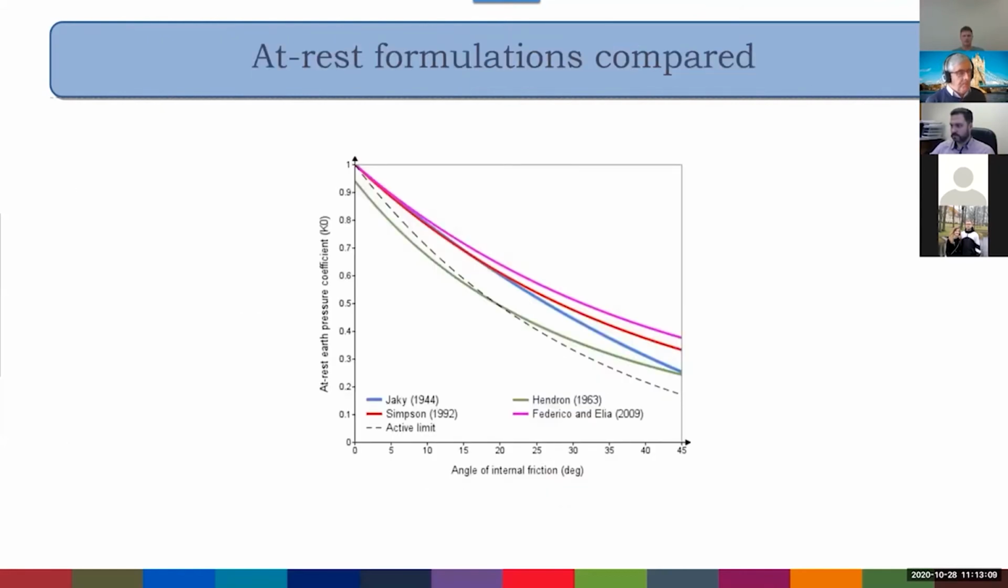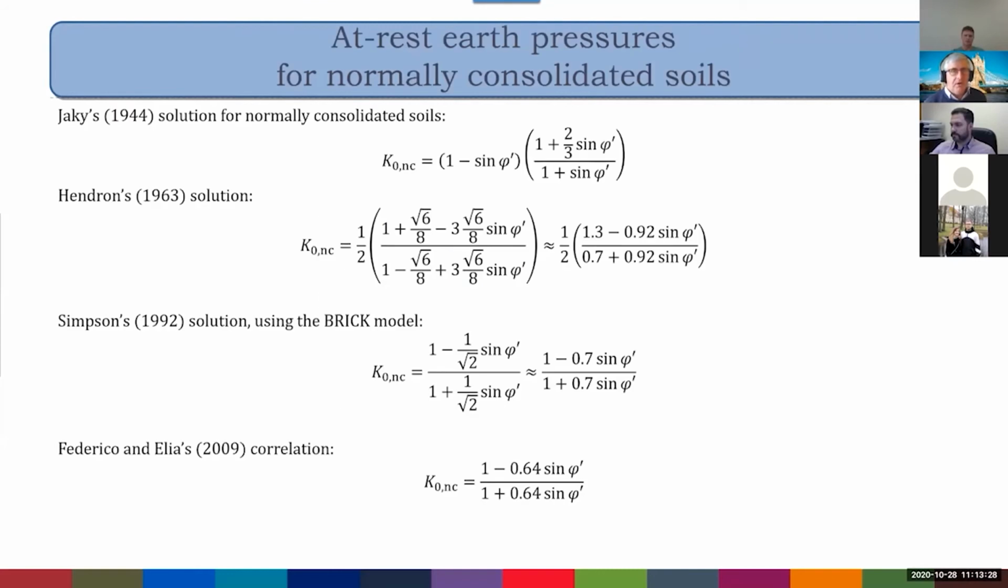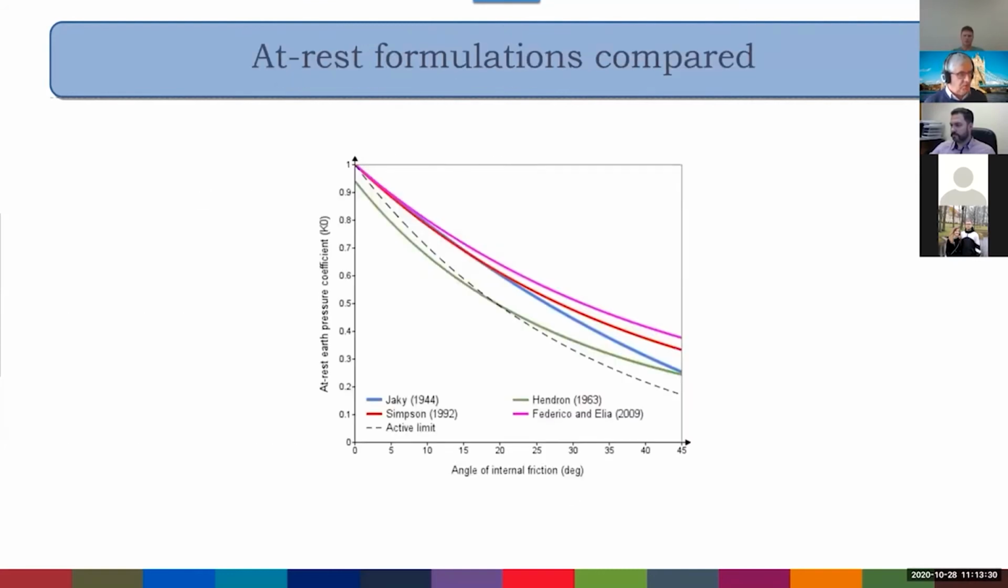Now, when we compare those equations, you end up with a fairly useful chart to be able to work out what your K0 might be based on your angle of internal friction. So if you need to know what your K0 is, here we have a way of doing it for normally consolidated soils, or something that is close to normally consolidated. You can see the spread of results. The dashed line is in fact the active earth pressure limit. So the green line going below that is rather strange and rather questionable.